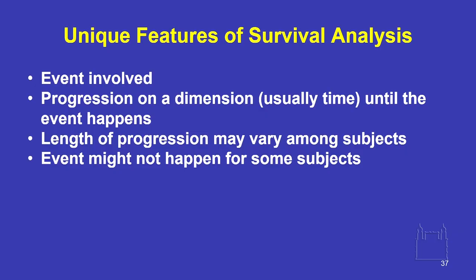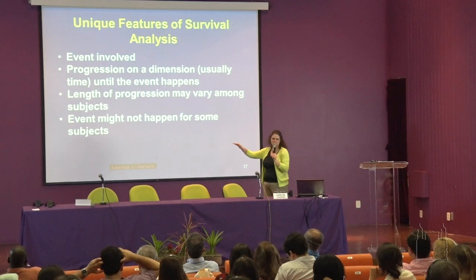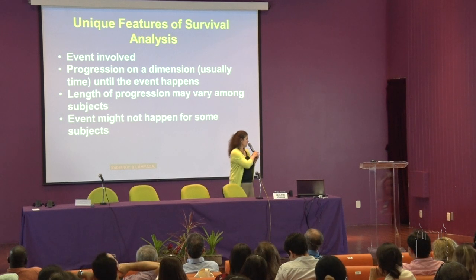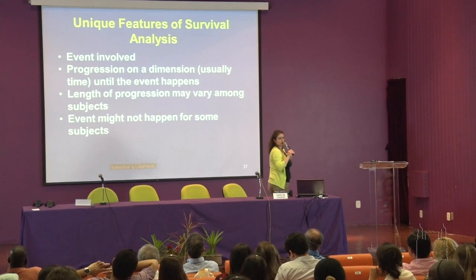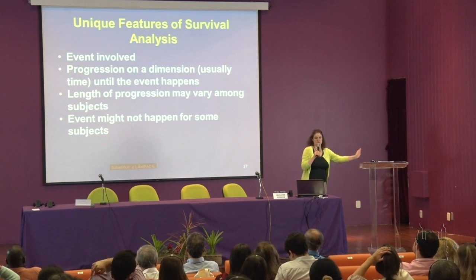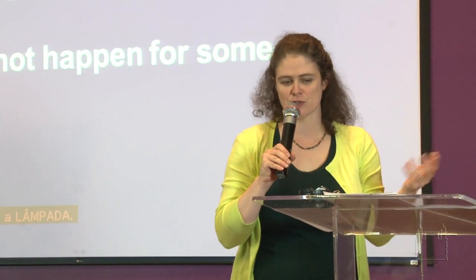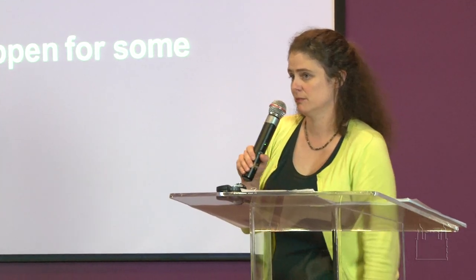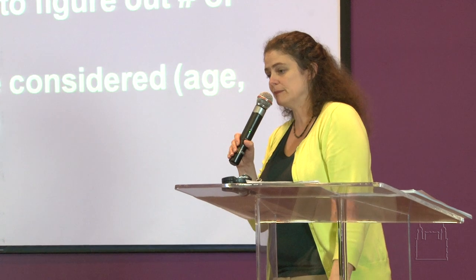What are some of the unique features of survival analysis? The event is involved. Some event has to happen. You have to define that event. You have some progression on a dimension, usually time, until that event occurs. The length of that progression may vary among your subjects, and the event may not even happen for some subjects, especially over a study. People may not die when they're on your study. That's a good thing in some ways.